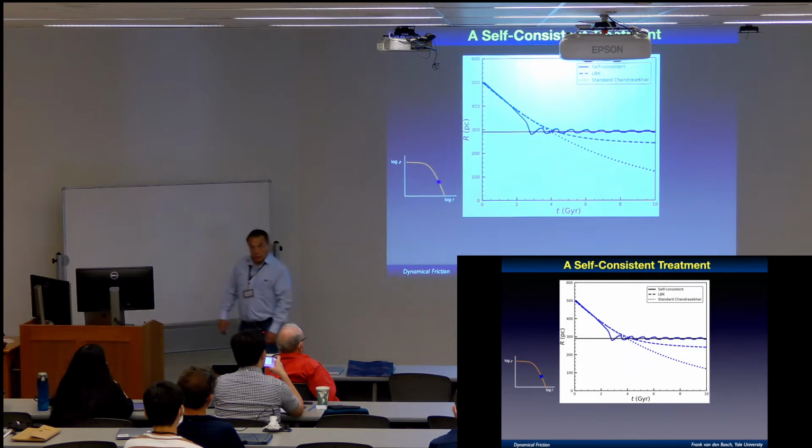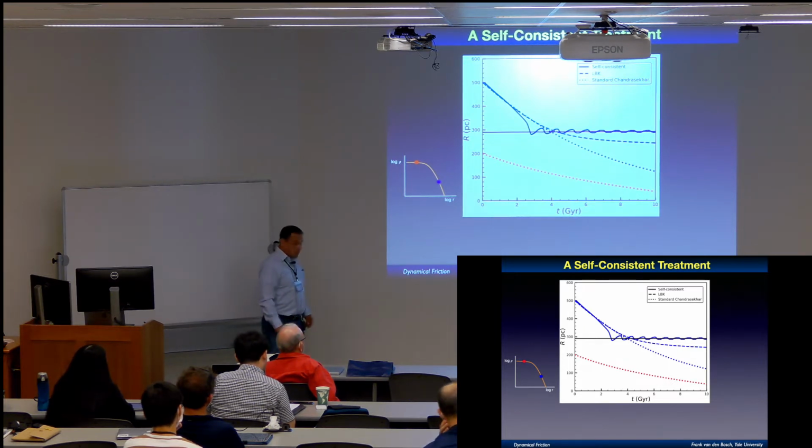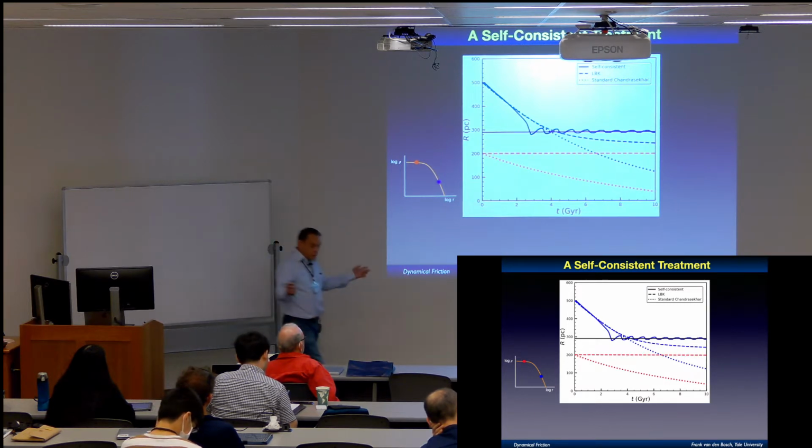Now, we can also do the other thing. We can put the perturber inside the core. Okay? And if you now use Chandrasekhar, Chandrasekhar says, well, it should just sink. The LBK torque itself says, well, the LBK torque is basically vanishingly small because the number of resonances becomes small and the resonances themselves become weak. So the LBK torque predicts this.